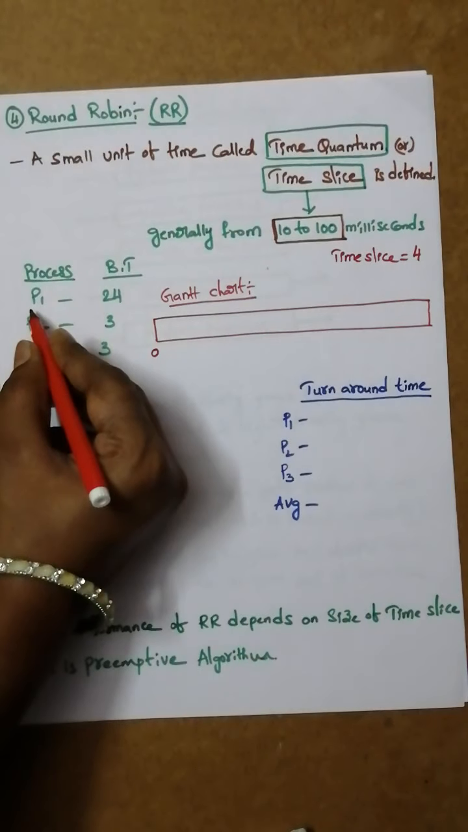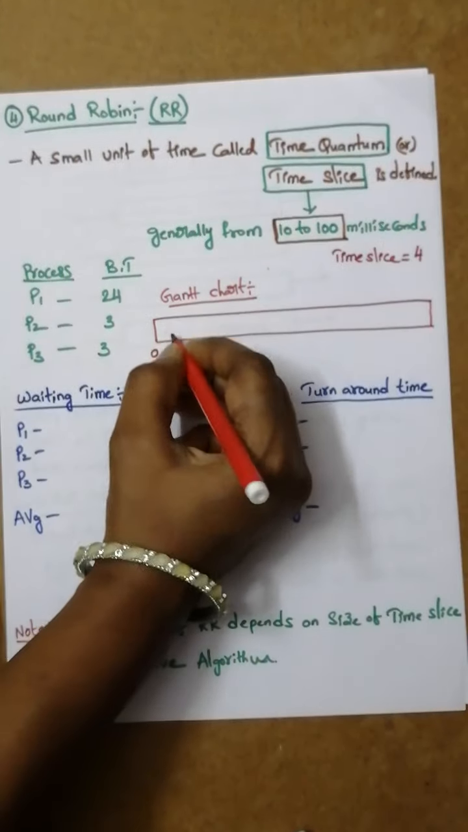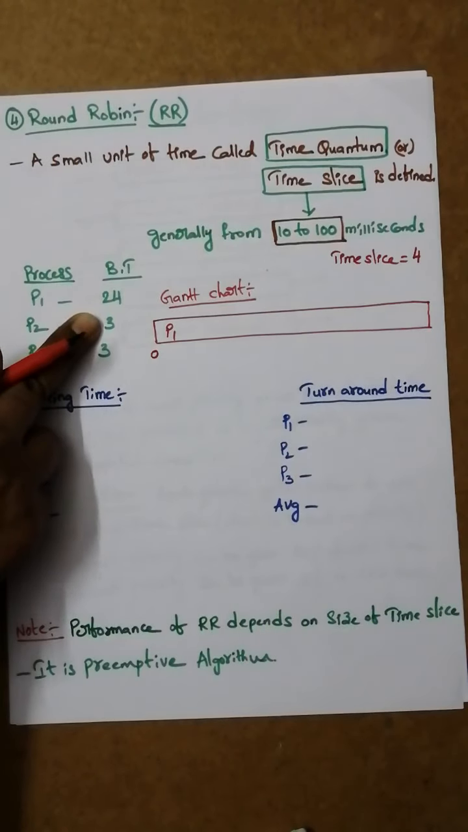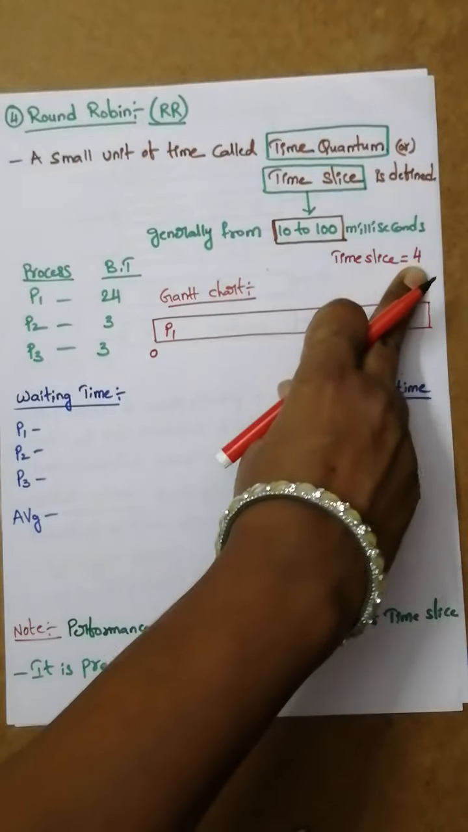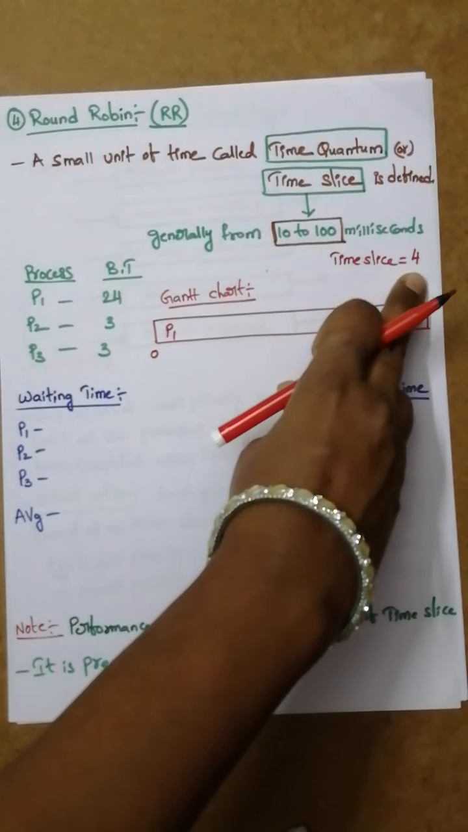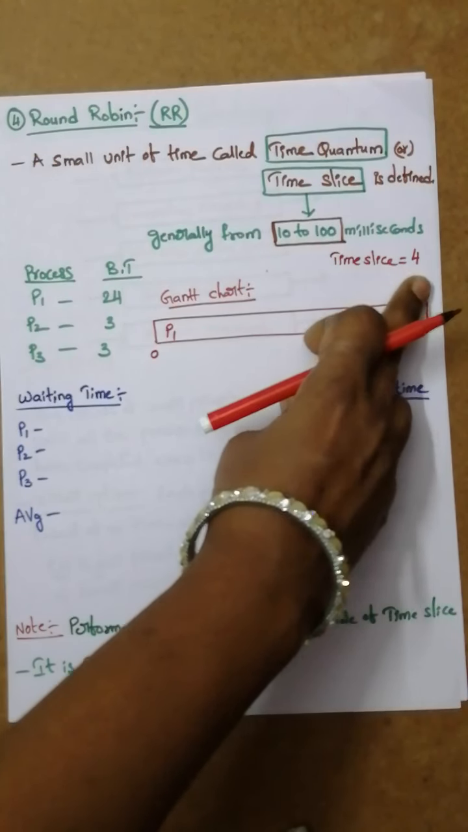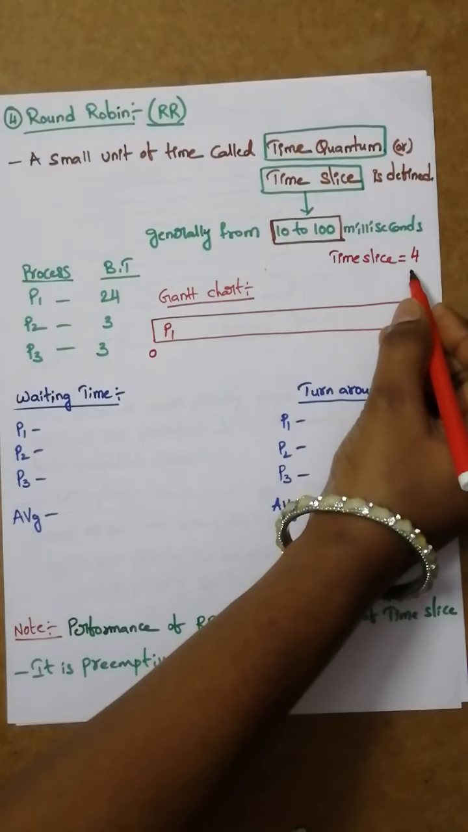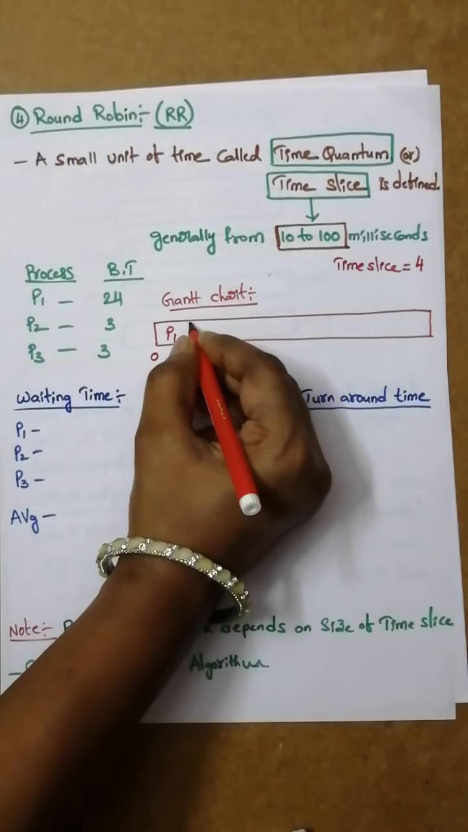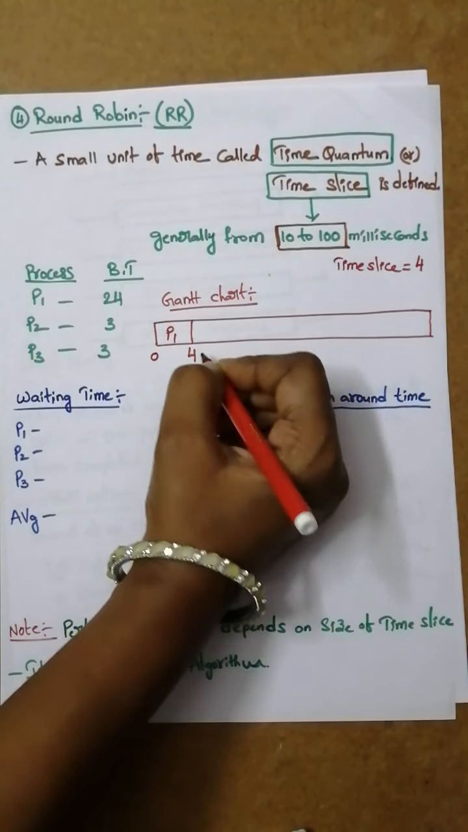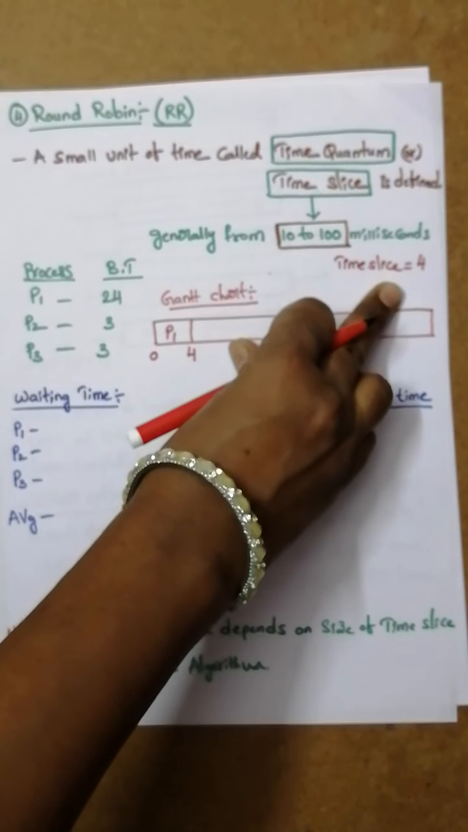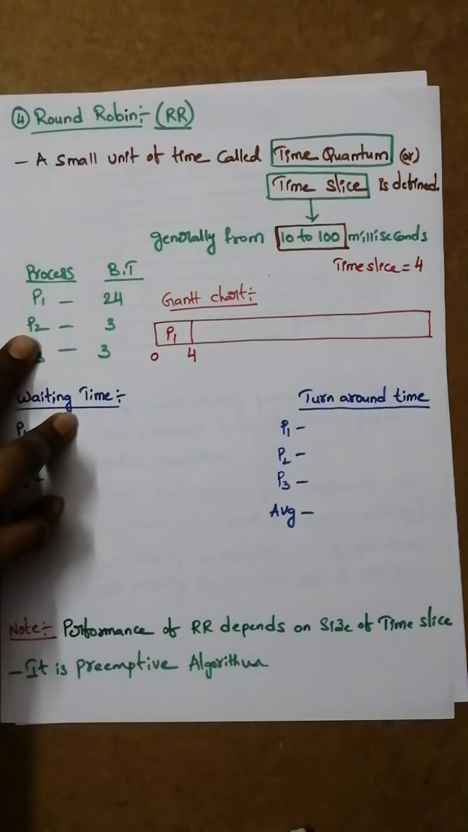The first process that will execute is P1. So P1 will execute, but it will not execute for 24 milliseconds. It will execute only till the time slice expires. So everyone will get the turn of CPU based on the time slice. First P1 will get the CPU and it should utilize it for 4 milliseconds, means from 0 to 4 P1 will execute. Now once the time slice expires, immediately the CPU is given to the next process, that is P2.